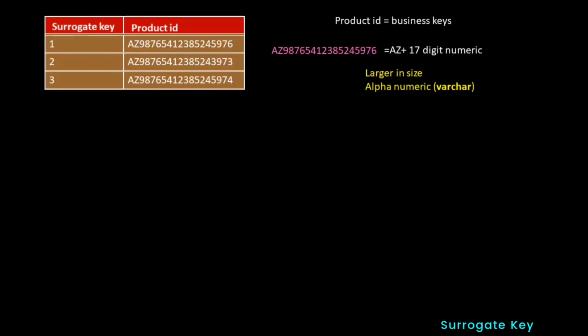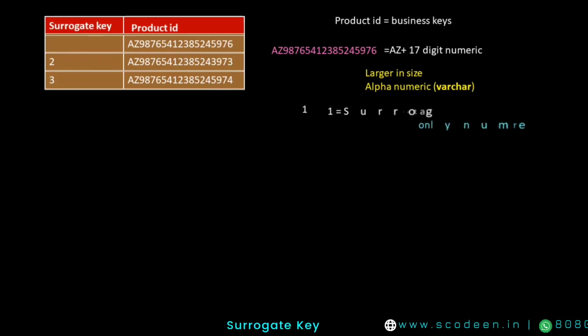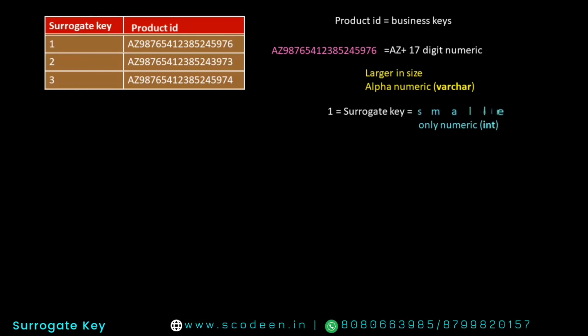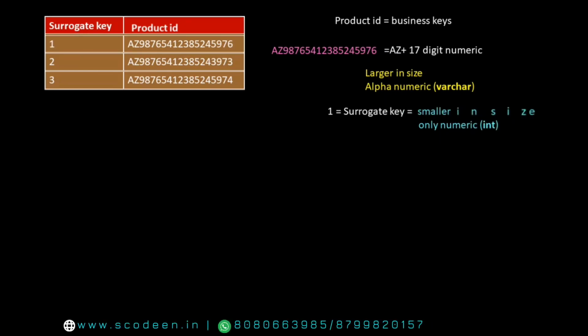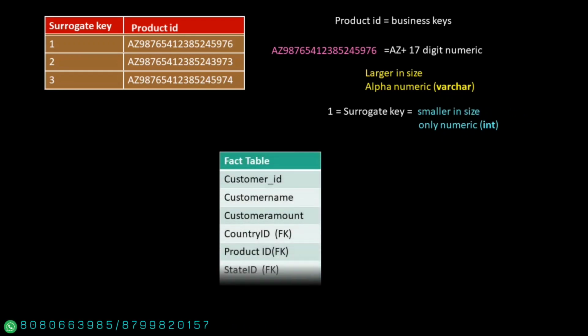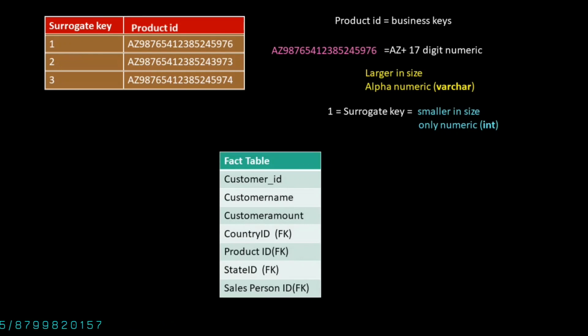In the meantime, if we observe the surrogate key, it is always numeric by nature, because it is a sequential number and auto-generated by the system. So it is always smaller in size and only numeric, that is integer data type. Here is the major difference.